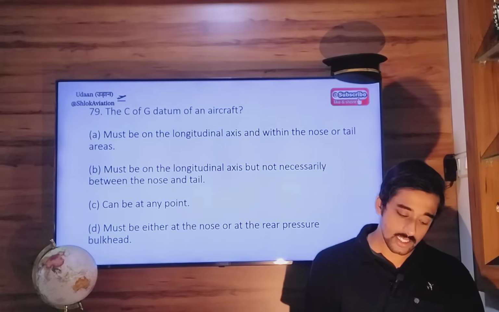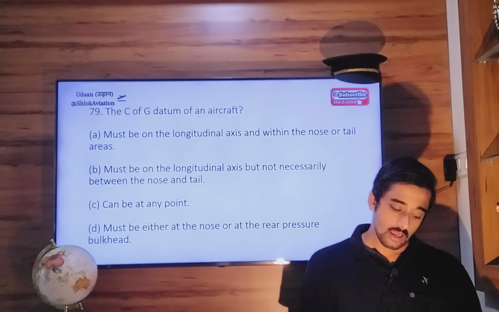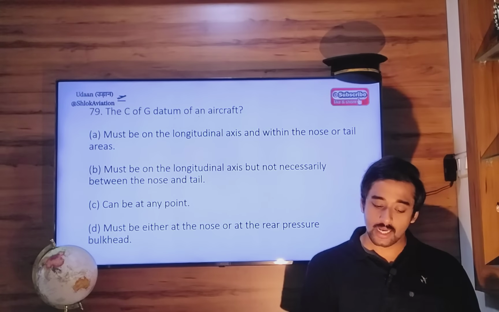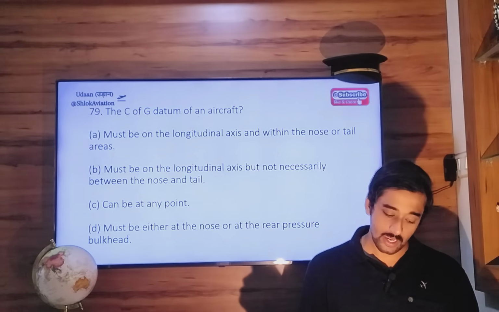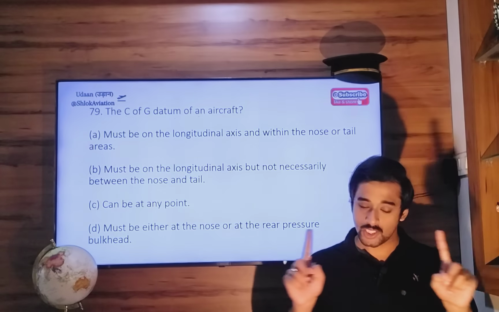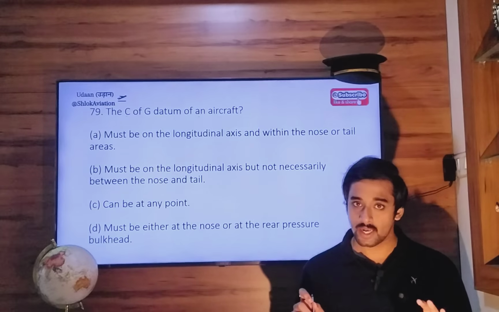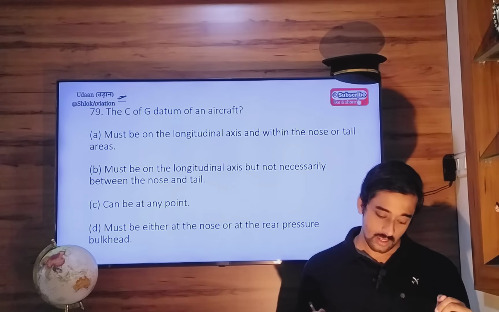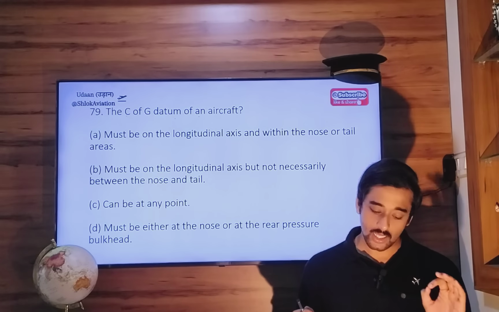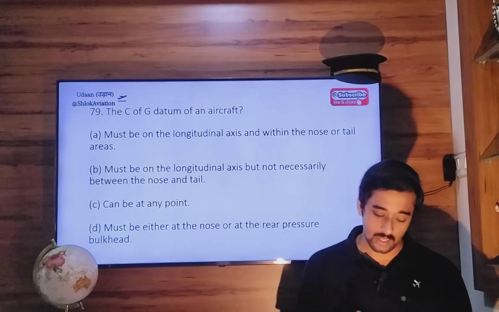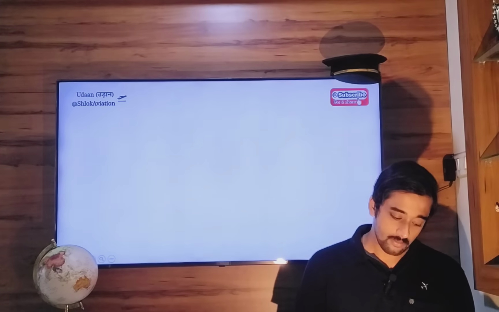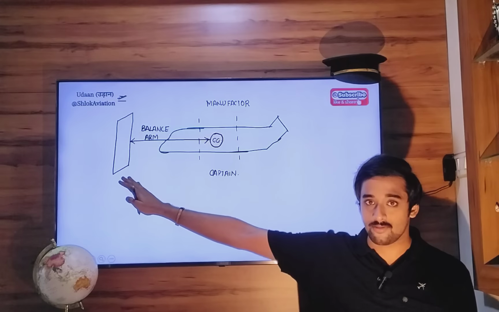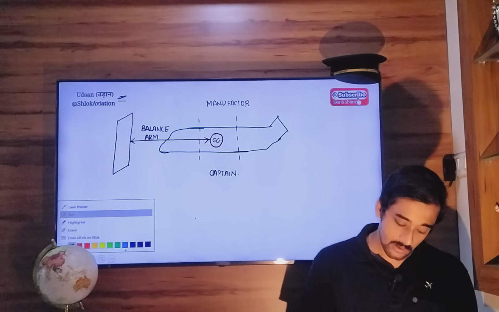Next, the center of gravity datum of aircraft must be on the longitudinal axis, and within the nose or tail of aircraft, must be on the longitudinal axis but not necessarily between the nose and the tail, can be anywhere, must be either at the nose or at the rear pressure bulkhead. So look at this datum that I have drawn here. Now this datum falls outside aircraft, okay, but it's still on the longitudinal axis of aircraft.